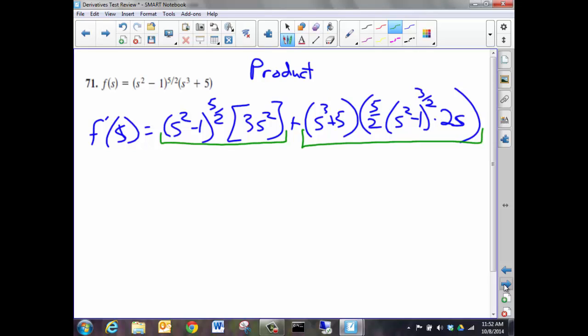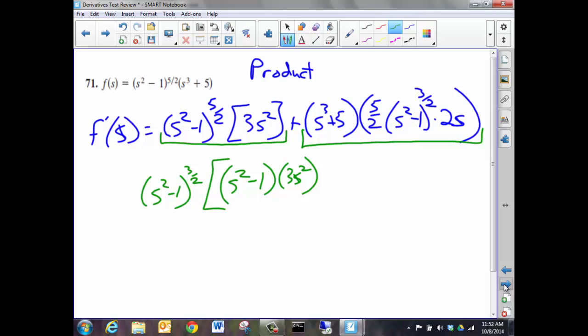To the 3 halves power. So I'm going to take out an s squared minus 1 to the 3 halves power. What am I left with up here when I do that? In the s squared minus 1 times 3s squared. Okay? s squared minus 1 times 3s squared.